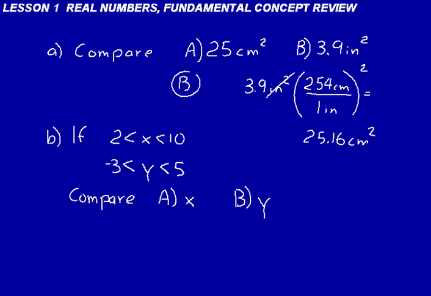And a good thing to do on a problem like this where you have variables that you're comparing is to substitute numbers in. So we know that X is between 2 and 10, Y is between negative 3 and 5, so X could be a 3 and Y could be a 4. So in that case, the answer would be B. Or X could be a 9 and Y could be the same thing, right? It could still be a 4. Now the answer would be A. If you have a discrepancy like that, the answer is always D, because it can't be both. The answer can't be both B and A. There was not enough information to tell if X was greater, Y was greater, or if they were equal to each other. So we say D.